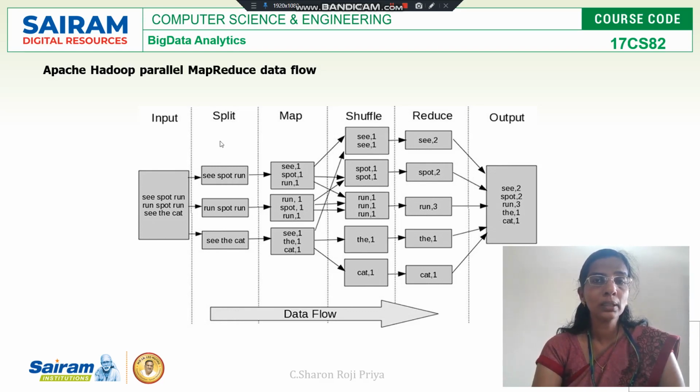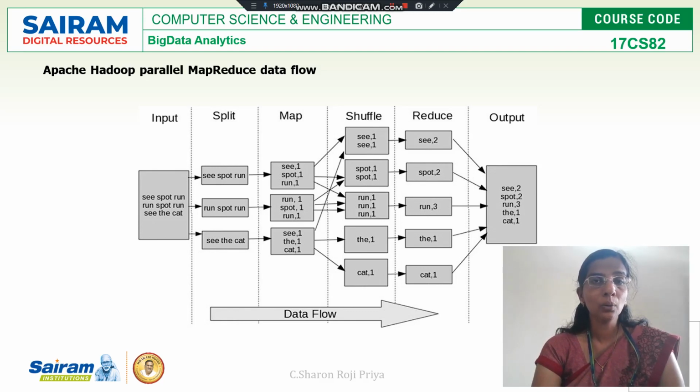This split is a logical split of my input data, and you have to remember this split size will be less than my data block size. I'll tell it once again: split size will be less than my block size. And the number of mappers will be equal to the number of splits.